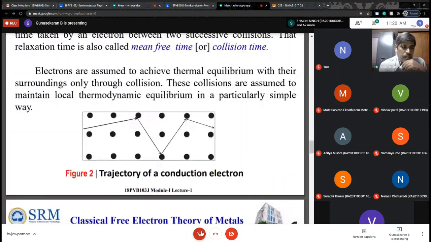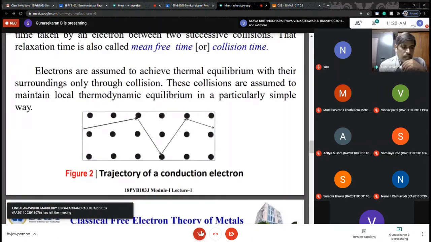They assumed an electric field is applied, so one kind of force comes: F = eE, where E is the electric field. Basically, what is the electric field? The force acting per unit charge. So F = E times Q, where Q is here e, the charge of the electron, so F = eE.